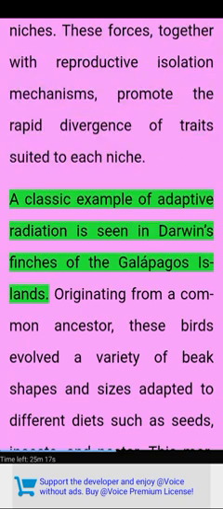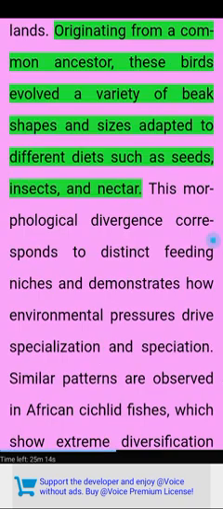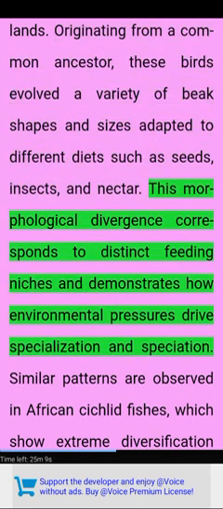A classic example of adaptive radiation is seen in Darwin's finches of the Galapagos Islands. Originating from a common ancestor, these birds evolved a variety of beak shapes and sizes adapted to different diets such as seeds, insects, and nectar. This morphological divergence corresponds to distinct feeding niches and demonstrates how environmental pressures drive specialization and speciation.